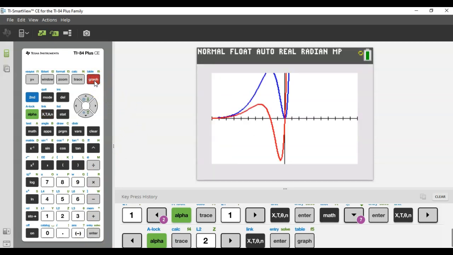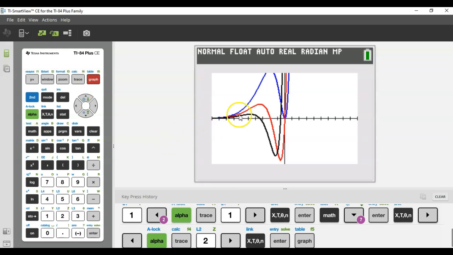So there is y1. I'm sorry, there is y2 in red and y3 is in black. So remember, y3 is the second derivative. Now I would expect there to be a point of inflection somewhere around here, because that's where the concavity changes from concave up to concave down. And in fact, our second derivative crosses the x-axis right there. And then we have another point of inflection going from concave down to concave up, and that's going to be where our y3 second derivative crosses the x-axis here.